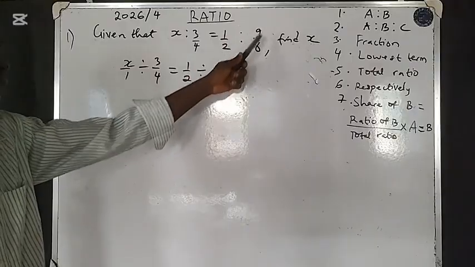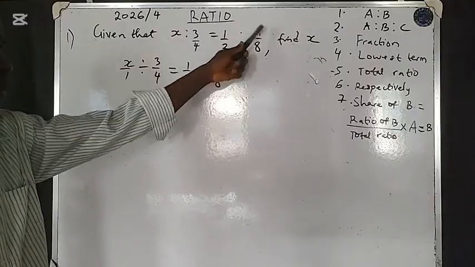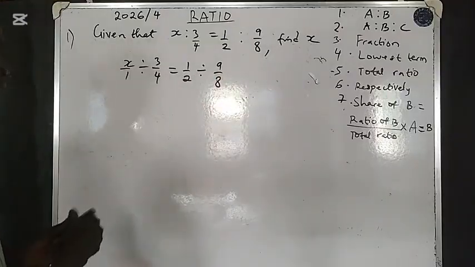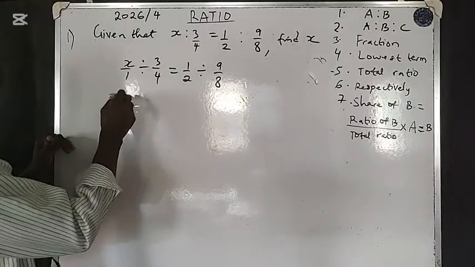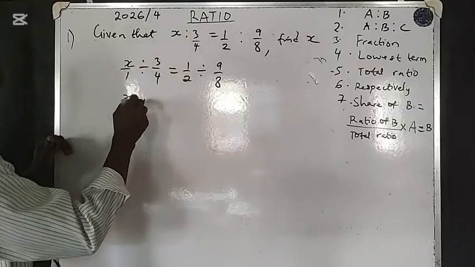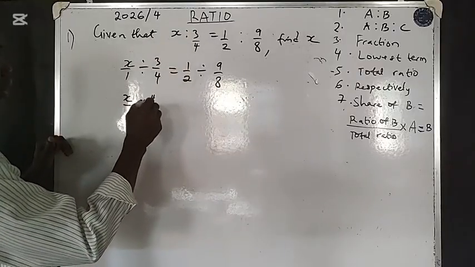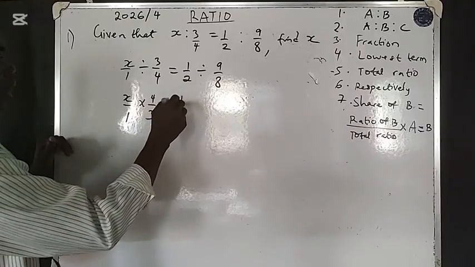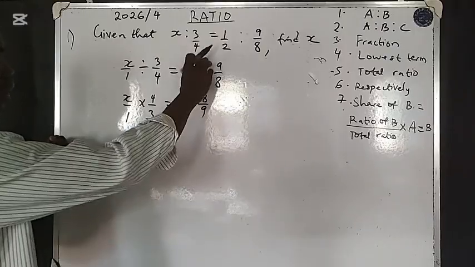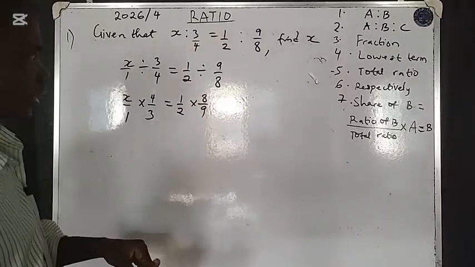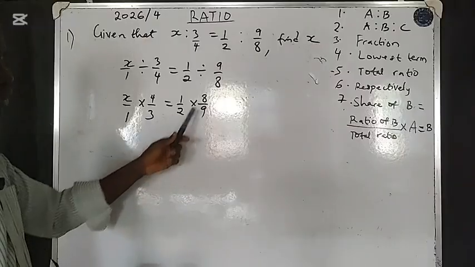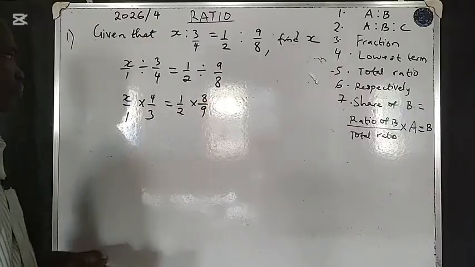1/2 ratio 9/8 is the same as 1/2 divided by 9/8, or 1/2 over 9/8. So with this, we can solve the problem. We can say x over 1, there is nothing under this x, so we put 1, times 4/3 equals 1/2 times 8/9. In solving division of fractions, we must change division to times. And when we do that, 8 goes up, 9 comes down.